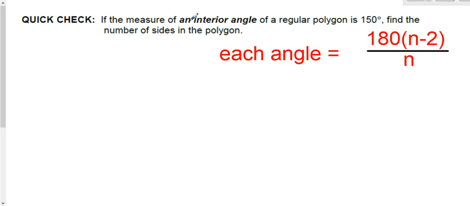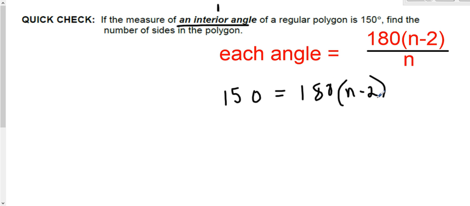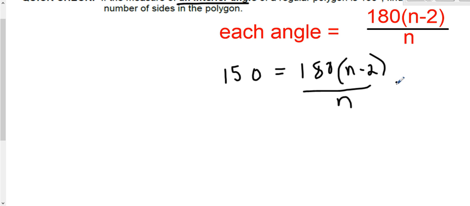So again, if the measure of an interior angle, one of these interior angles of a regular polygon is 150, that goes right here. The 150 equals the 180 times n minus 2 divided by n. That's our formula for finding one of them, and one of them equals 150. So, like we said before, our first step is the same. We're going to multiply both sides times n, this side times n, so we get 150n.